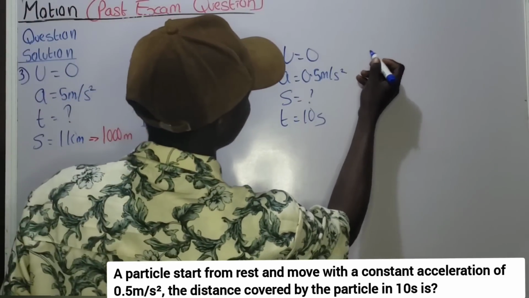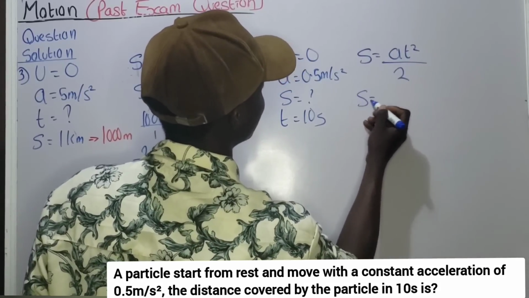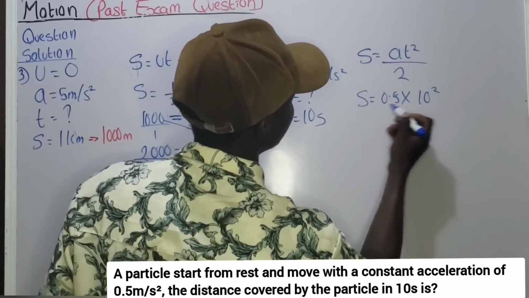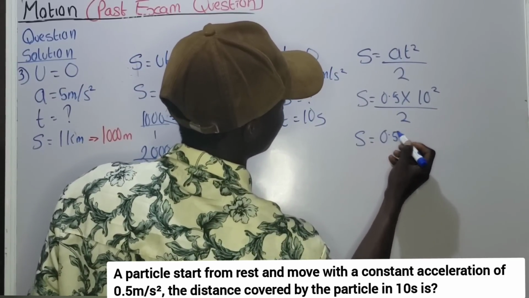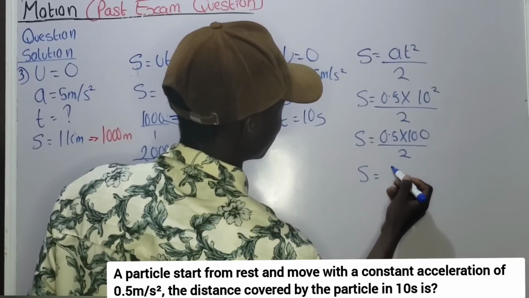So you can easily use the second equation of motion, you understand, to determine the value of S. So S is equal to at squared all over 2, you understand? S equals 0.5 multiplied by t squared, which is 10 squared, all over 2. So S equals 0.5 multiplied by 100 divided by 2.